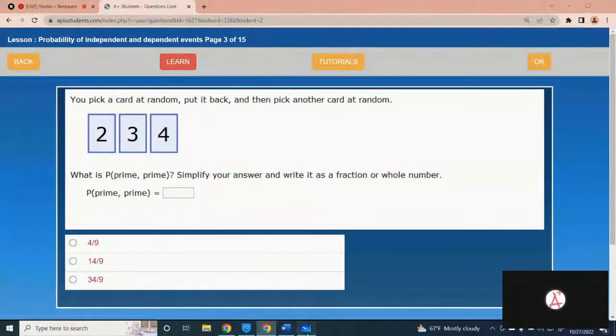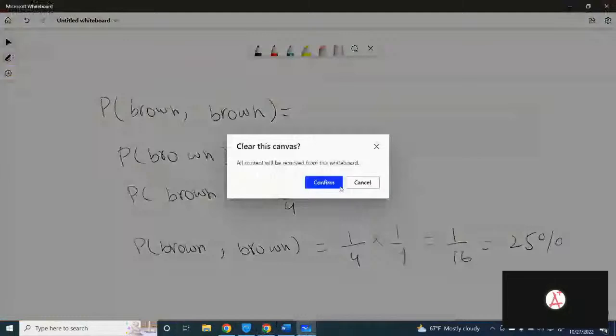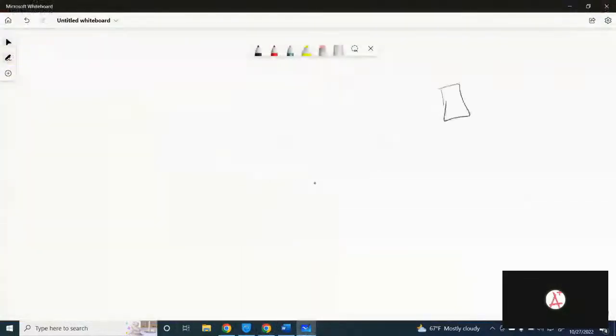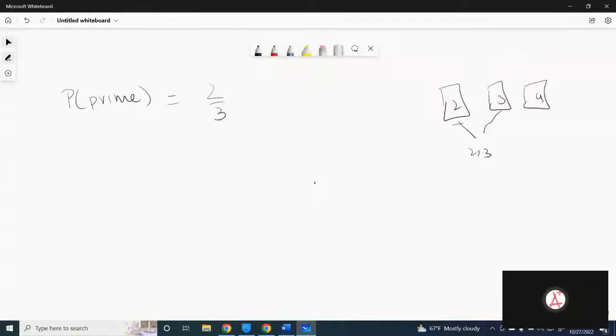Let me write it down on the board. You have the cards 2, 3, and 4. So which numbers are prime? The probability of getting prime is, you have 2 numbers that are prime. 2 and 3 are prime. So the probability of getting prime is 2 by 3. Got it? And then the probability of getting prime again is 2 over 3 because the events are independent. You put the card back, you have again 3 options.